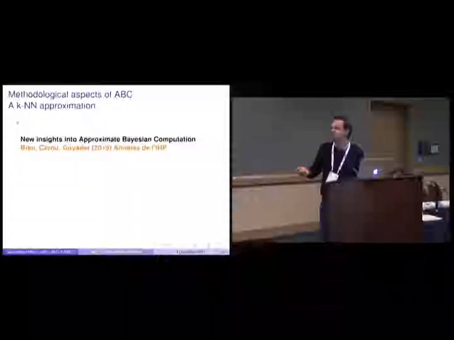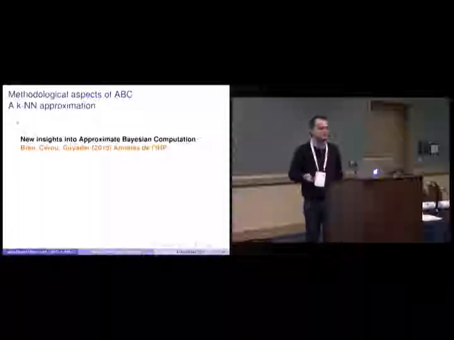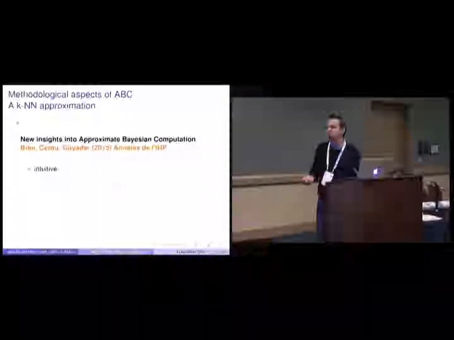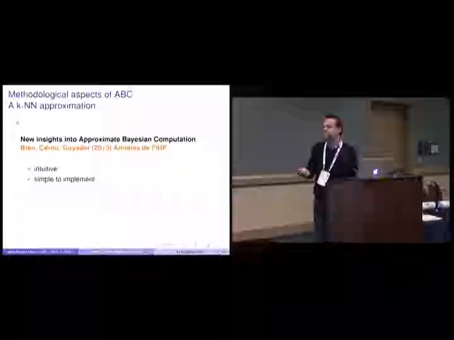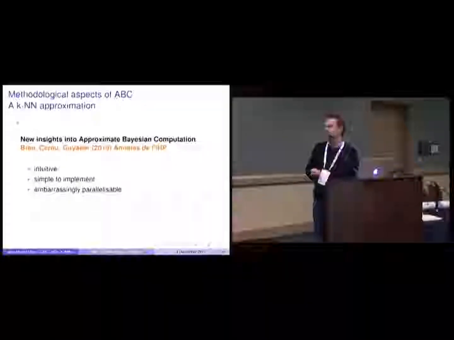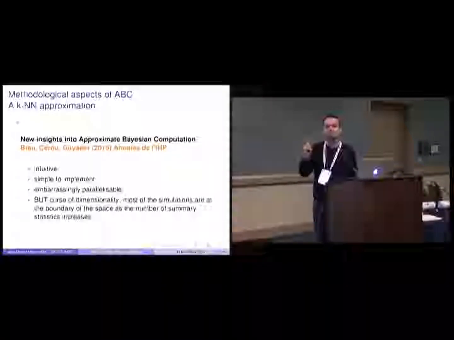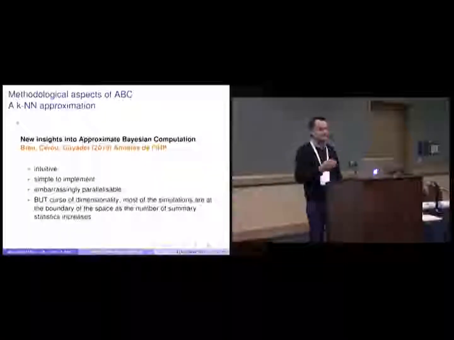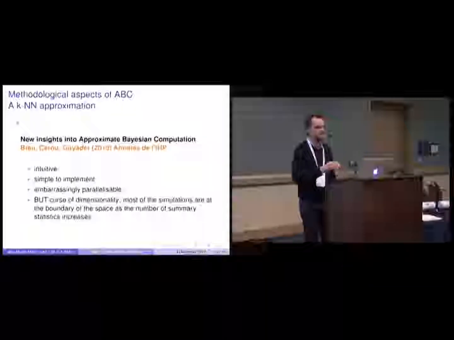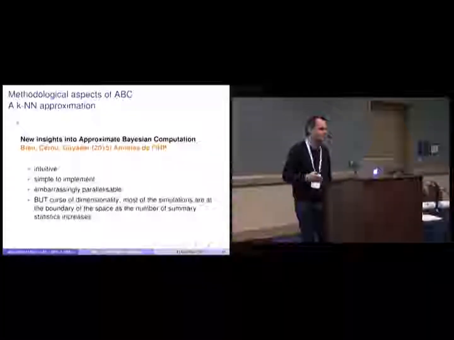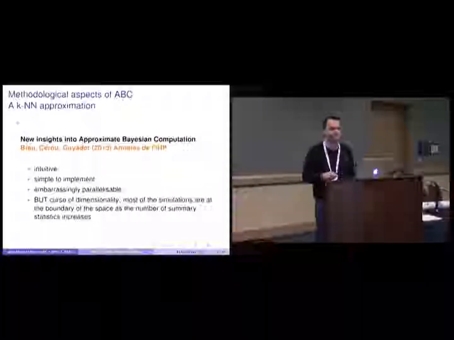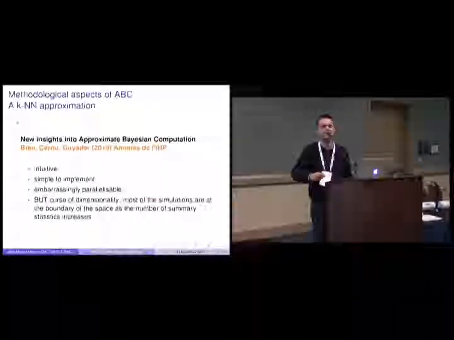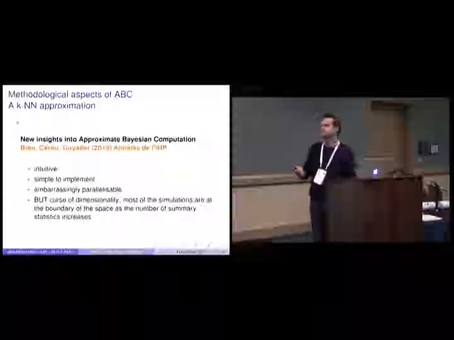Okay, so this is emphasized in this paper of Gérard Biau and co-authors in Annales de l'IHP. This method is intuitive, simple to implement, embarrassingly parallelizable, but you have a curse of dimensionality. Most of the simulations are at the boundary of the space as the number of summary statistics increases. You know better than me, I think, what the curse of dimensionality is. So you have typically this curse, and this is the reason why we summarize the data.